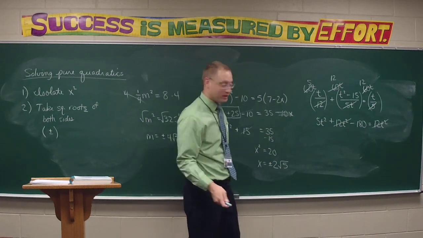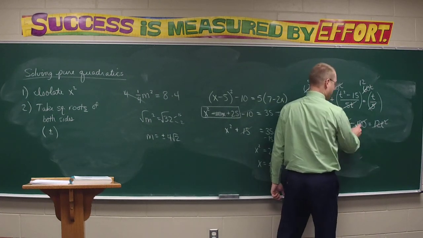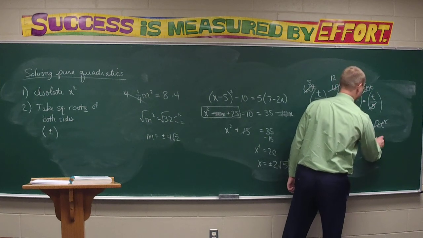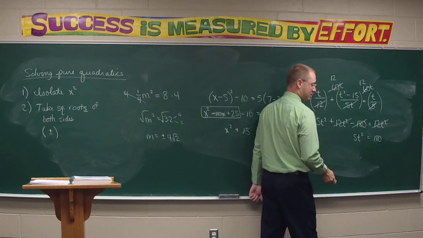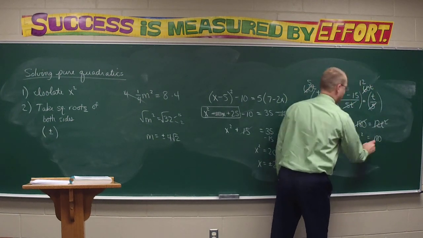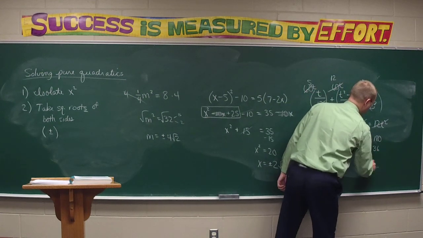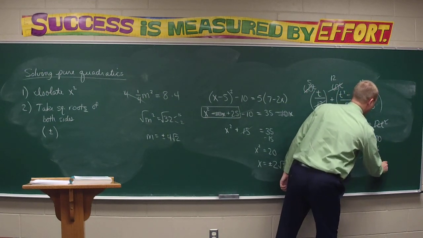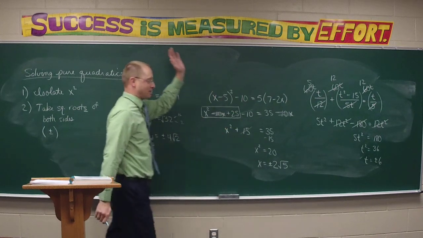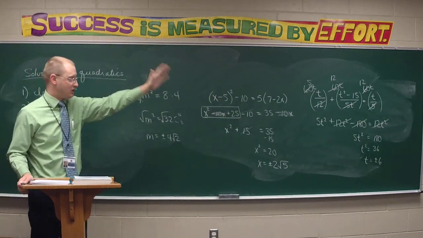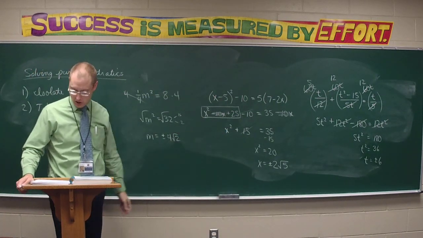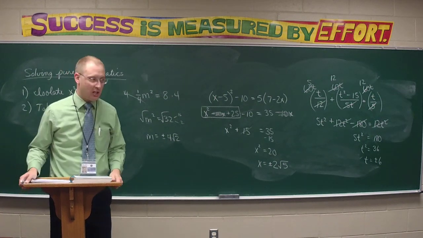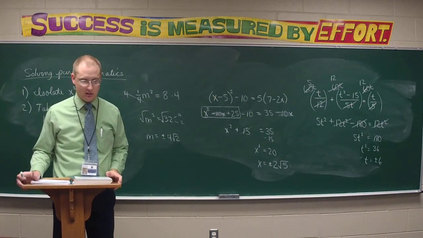And now? Move the 180 over. As a positive. To get 5t squared equals positive 180, then? You've got to divide the 5 away. To get t squared equals? 36. And then t just equals? Positive negative 6. Way to remember the positive negative there as well. How many had positive negative 6 on the last one? Questions on that last one? Questions on pure or incomplete quadratics?